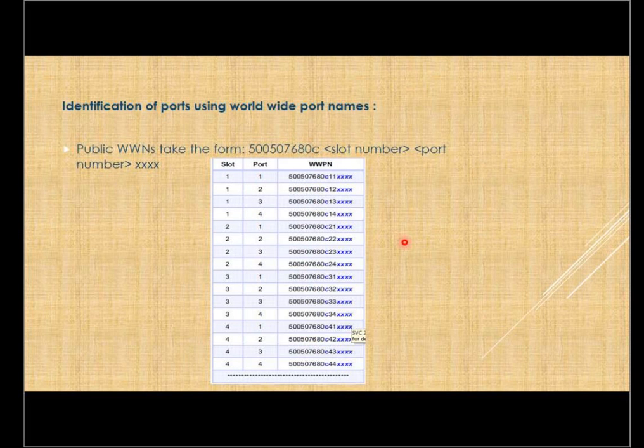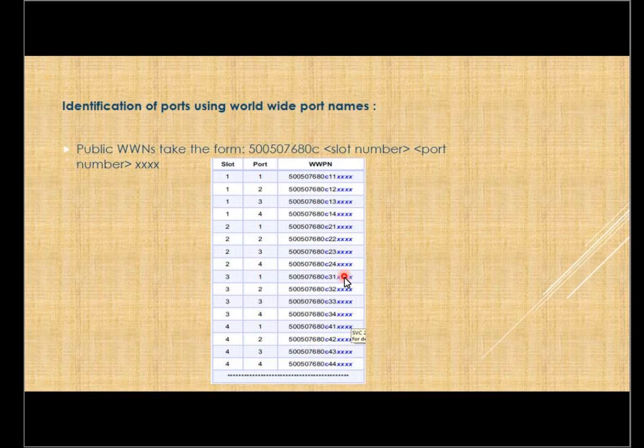So you can clearly see here that we have a slot. Slot starts with slot number 1. Slot number 1 has 4 ports: port number 1, port number 2, port number 3, and port number 4. Similarly, you can again see slot number 2 and then port number 1, 2, 3, 4.